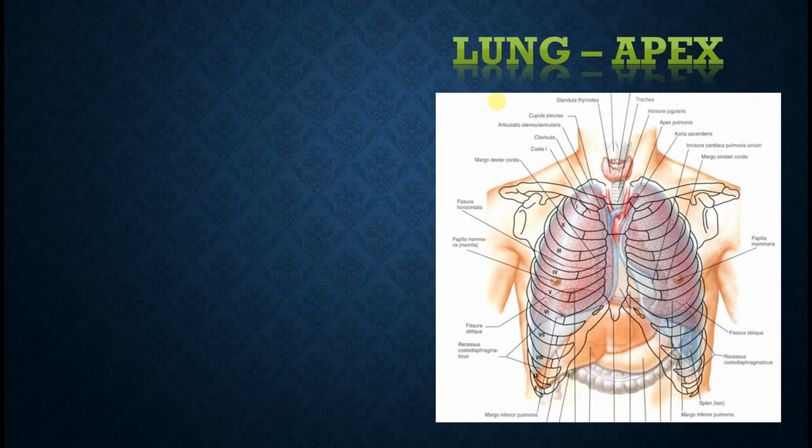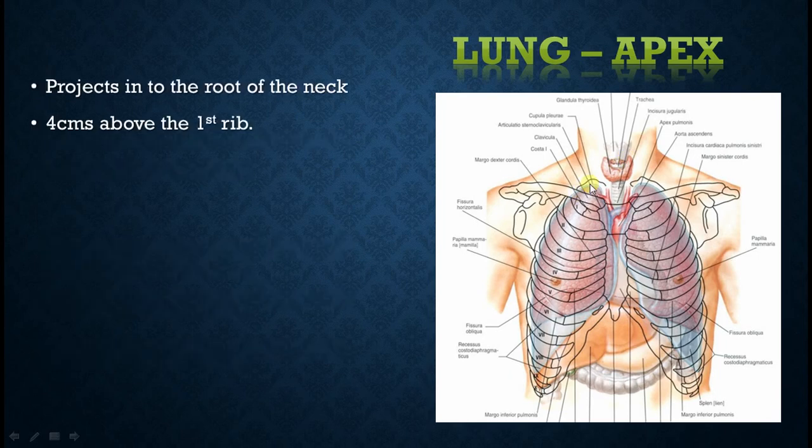Now we will see the presenting parts, its features and its relations one by one. First, we are going to deal with apex. So apex is actually not a point. Okay, it is actually that part of the lung which is above the first rib. So this whole part of the lung which is above the first rib is actually the apex of the lung. It is 2.5 centimeters above the medial end of the clavicle and 3 to 4 centimeters above the first rib.